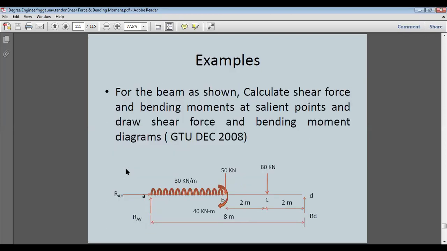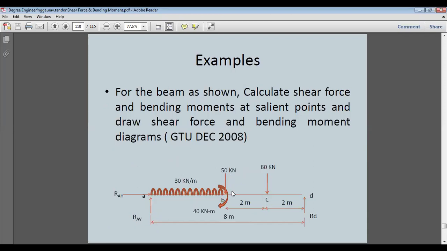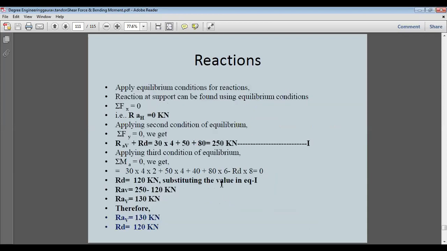So we are finding moment at A. 30 into 4, that is 120, acting at 2 meter from point A, 120 into 2, 240, plus also acting downwards 50 kilonewton multiplied by 4, plus 40, which is directly added because it is already a moment. At this point, we are having a 40 kilonewton meter couple moment. So this is directly added. It is not needed to be multiplied since this is not a force, this is a moment.